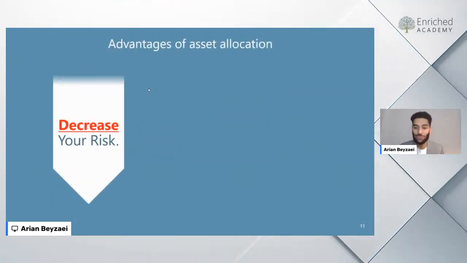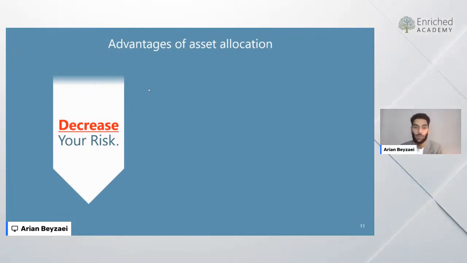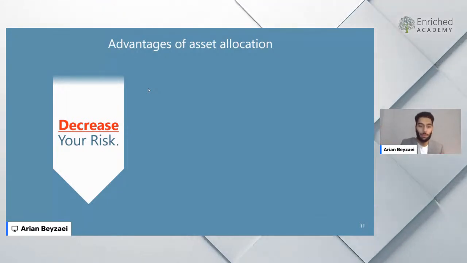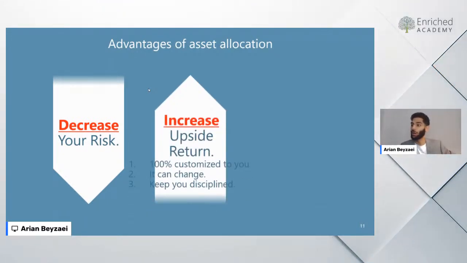So what are some advantages of asset allocation? Number one, it decreases your risk. Instead of having all your money in Bitcoin or real estate, you want to have your money in different asset classes. So even if one is not performing, other asset classes are performing, holding you up. Number two, it increases your upside return.